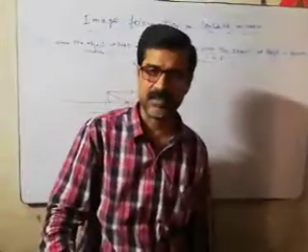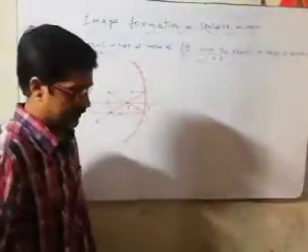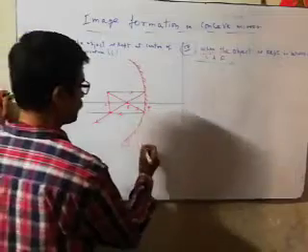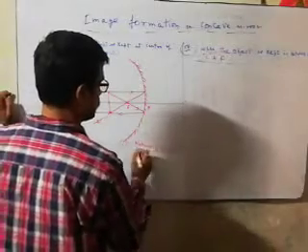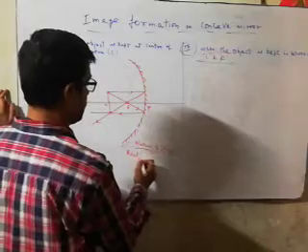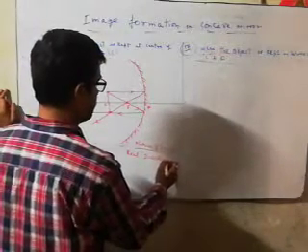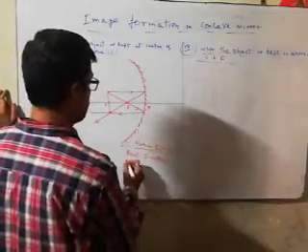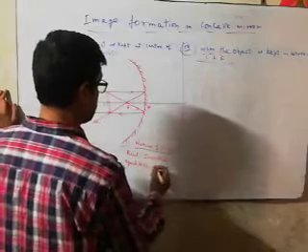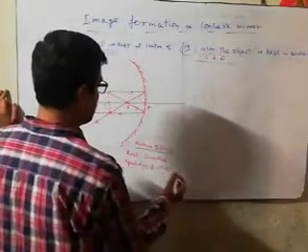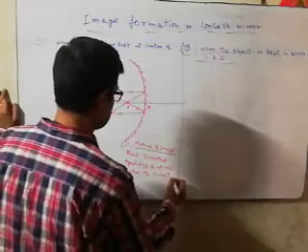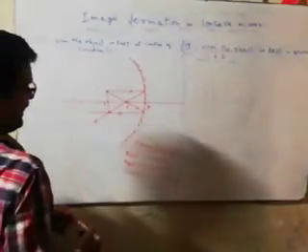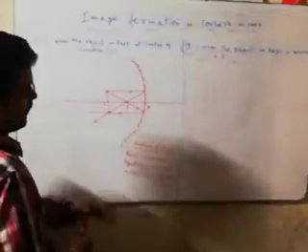So that is the third case, nature of image. We can write nature of image: real, inverted, equal size, and at the center of curvature. So this is the nature of image, real, inverted.